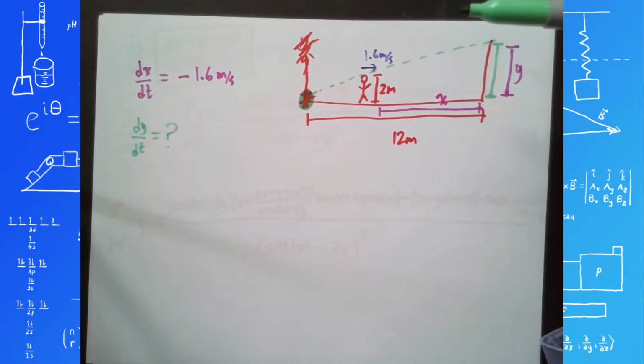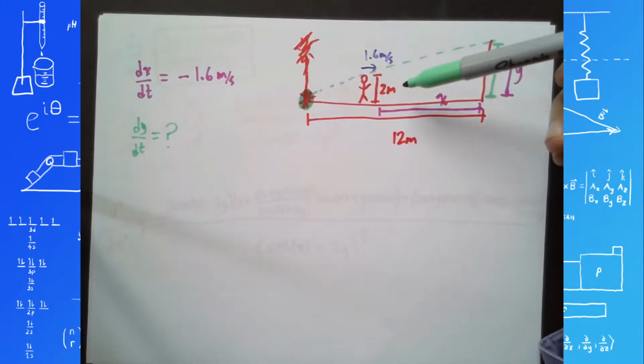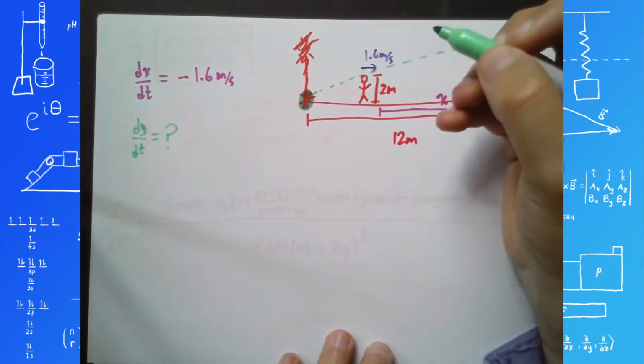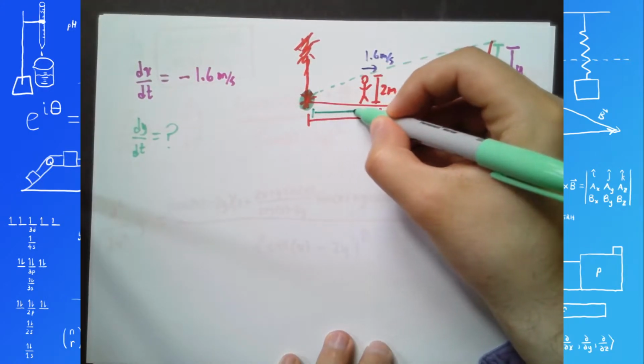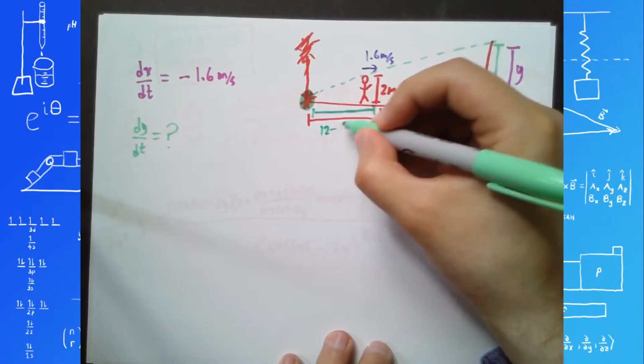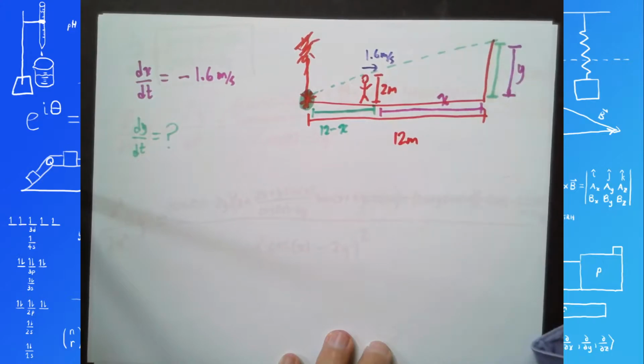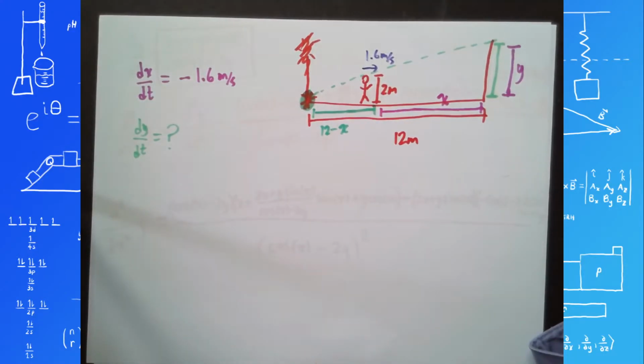Anyway, where was I? So dx/dt negative 1.6 meters per second, dy/dt we need to figure out. In order to get dy/dt, we need to establish a relationship between x and y. Okay, so I guess we can do similar triangles then. If I take this and call it 12 minus x, then I can say the ratio between 2 and 12 minus x is equal to the ratio between y and x.